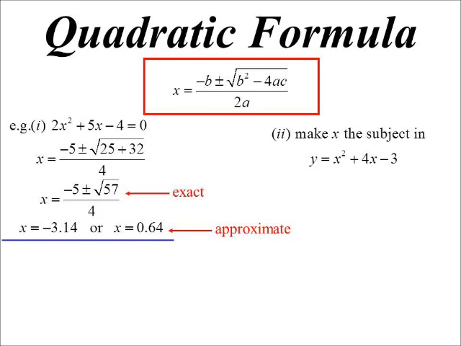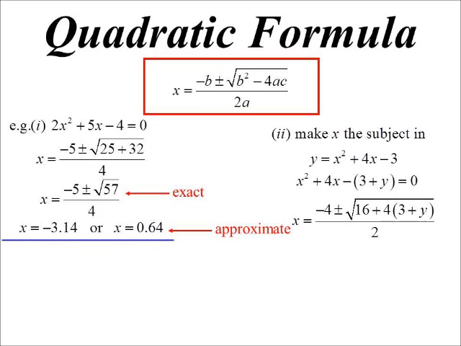Make x the subject. Well, make x the subject is exactly the same as solve the equation for x. So what we do in this situation is we just treat y as if it's a constant number. So let's rewrite it so it looks like a quadratic equation. And so the constant now becomes negative 3 plus y. And then we do it exactly the same way.